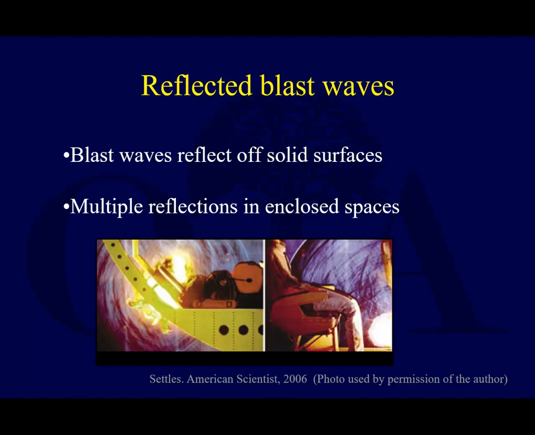So what about reflected blast waves? We talked about this a little bit earlier, when we talked about blast wave mechanics. So again, blast waves can reflect off of solid surfaces. You can have multiple reflections in a closed space. So as an example, the blasts in the London Underground in 2005 were particularly devastating because of this double effect of the enclosed subway car coupled with the walls of the tunnel. This is something that can cause a severe amount of damage in a space like this.